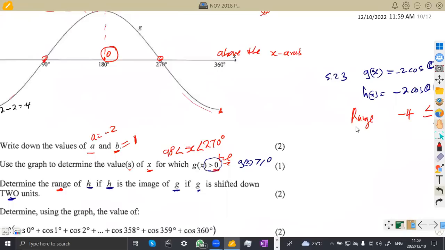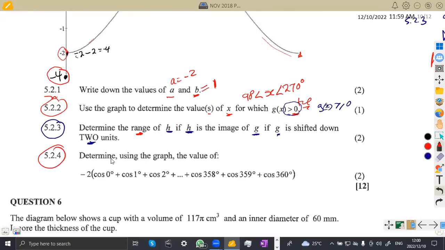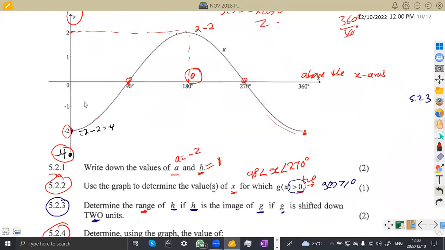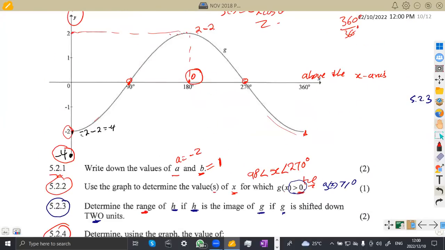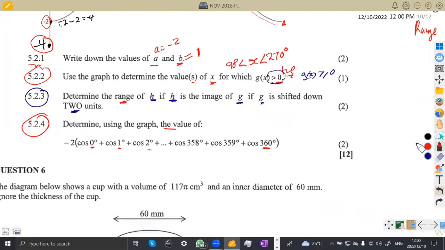All right, another part on 5.24: determine, using the graph, the value of -2 cos for 0 degrees, 1 degree, 2 degrees, up to 360 degrees. This typical question simply shows you from 0 to 360. That's a complete cycle. We have completed the cycle of the given function, and so we are simply referring to one cycle of the given graph. So this is going to be -2 times the full cycle of 1, which is -2. That's simply representing a complete cycle. So it's going to be -2.